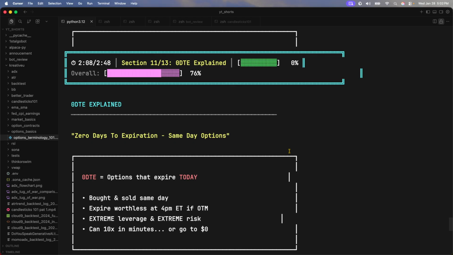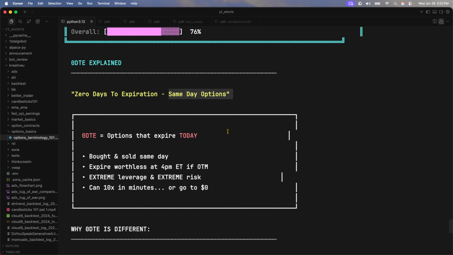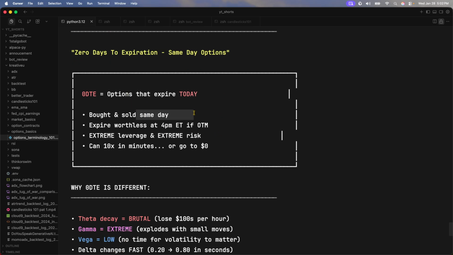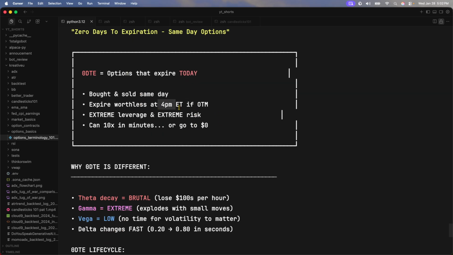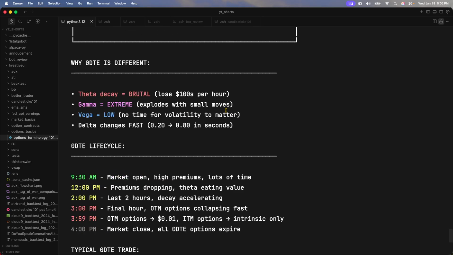All right, now let's talk about zero DTE. My lane, my gang. Zero DTE are option contracts that expire the same day. So zero DTE, 0 days to expiration, same day options. So option contracts that expire today, bought and sold on the same day, expire worthless at 4 p.m. EST if OTM. Extreme leverage, extreme risk. Can go 10x in minutes or to 0.